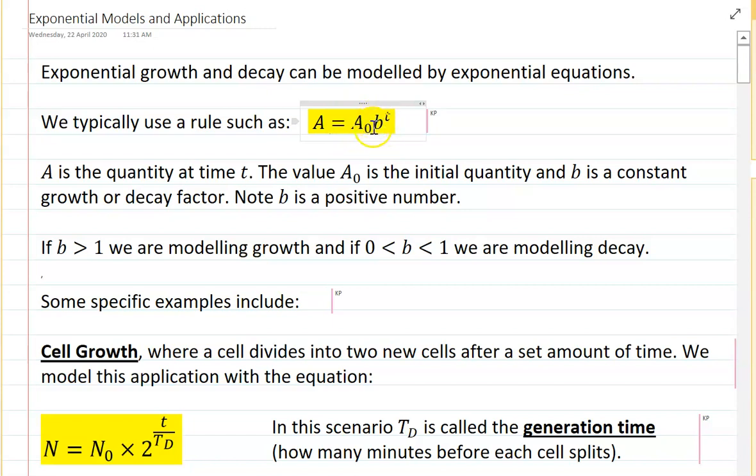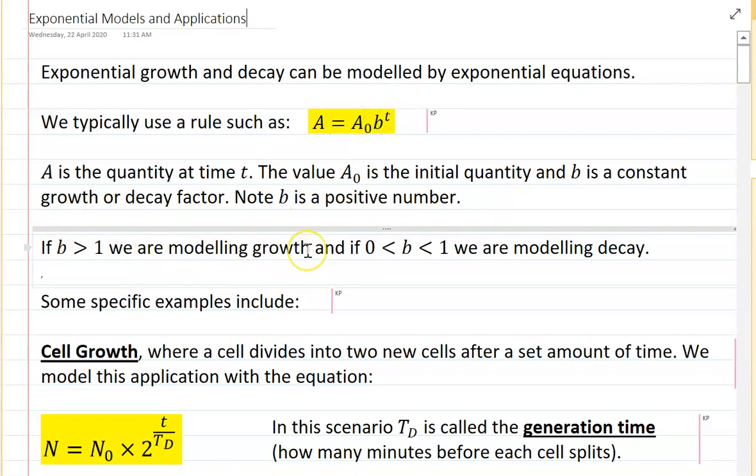B is our base normally when we're talking about exponential functions, but in this case, B is our growth or our decay factor. For our applications, B is always a positive number. T is a time quantity, so how much time. Now, whether it's growth or decay depends on the growth factor here, B. So if B is greater than 1, then we are modelling growth. If B is between 0 and 1, then we are modelling decay. So what we're going to do in the syllabus is talk about specific examples where we're using this kind of formula. And obviously, like I said, the variables change.